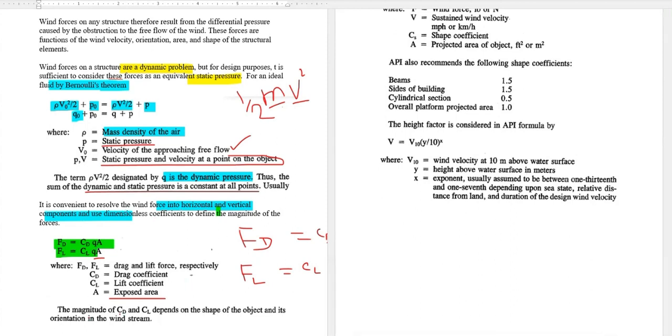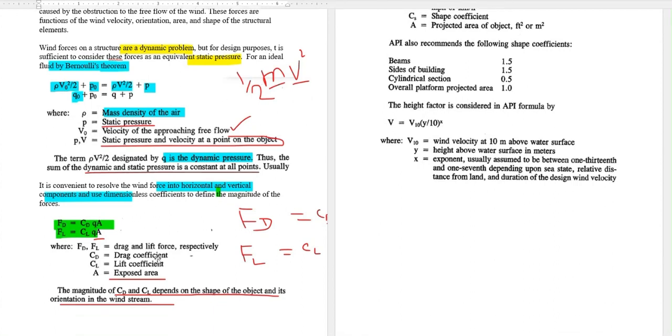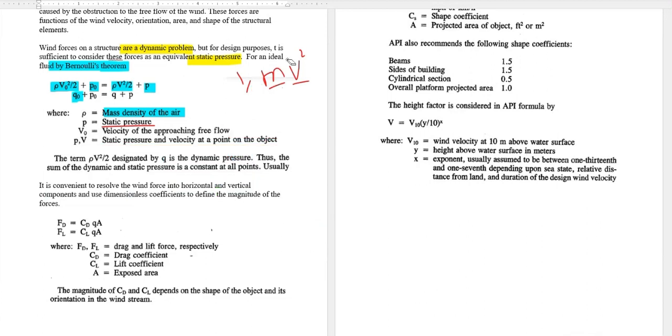The magnitude of CD and CL depends on the shape of the object and its orientation in the wind stream. In the wind stream, based on how it is oriented, this CD and CL will vary. So the wind pressure times area and then the drag coefficient and lift coefficient, it depends on all these factors.